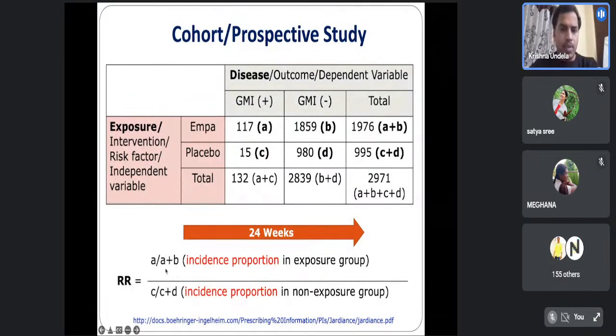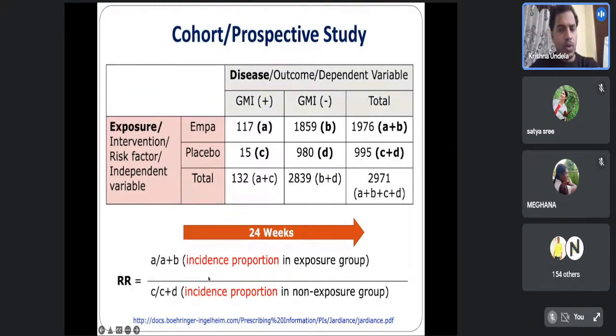So A by A plus B divided by C by C plus D, a very simple formula. And you should not only remember the formula, you should remember its meaning. A by A plus B is the incidence proportion in the exposure group. C by C plus D is the incidence proportion in the non-exposure group. Like you calculated the percentage previously, 117 divided by 1976, that is A by A plus B, and 15 divided by 995, that is C by C plus D.